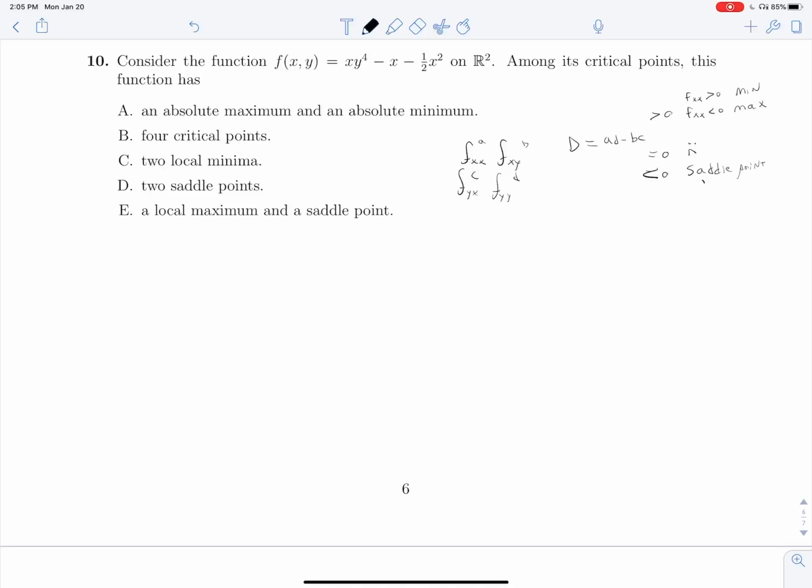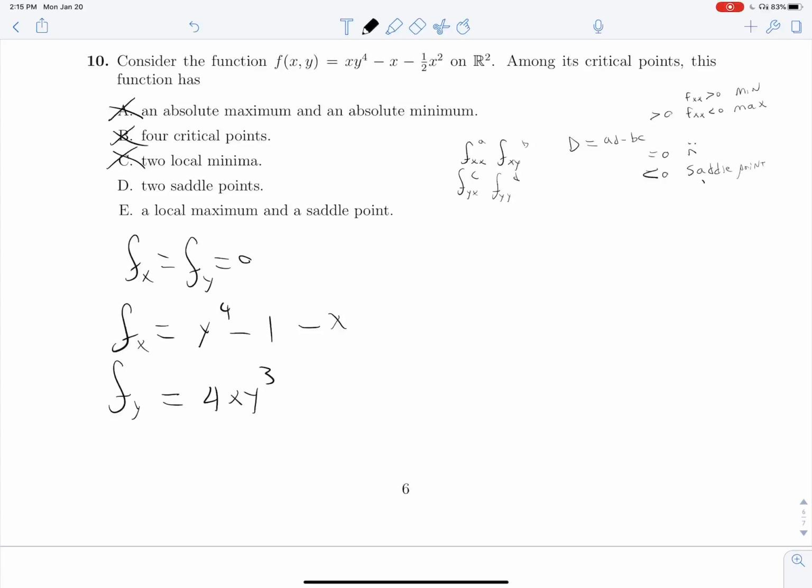First, we have to find our critical points. We know that critical points exist where both fx and fy are equal to 0. So let's figure out what fx and fy are in the first place. We have y to the 4th minus 1 minus x, and we have got 4xy cubed. Yeah, and that's it.